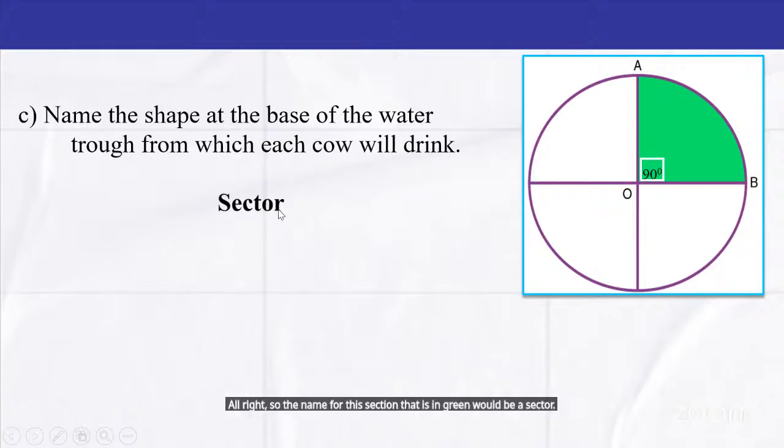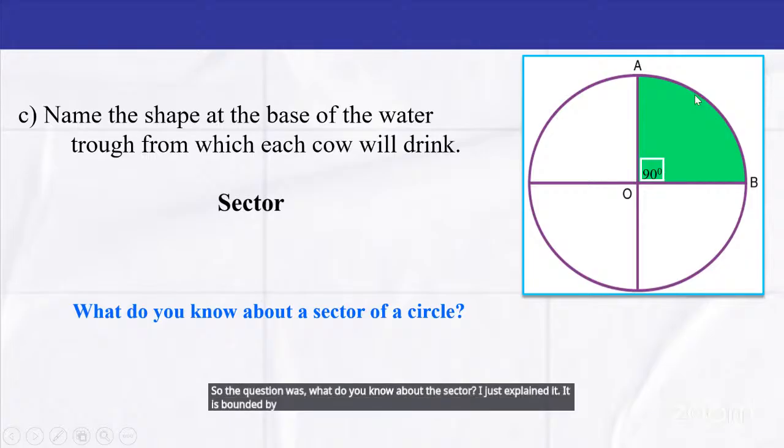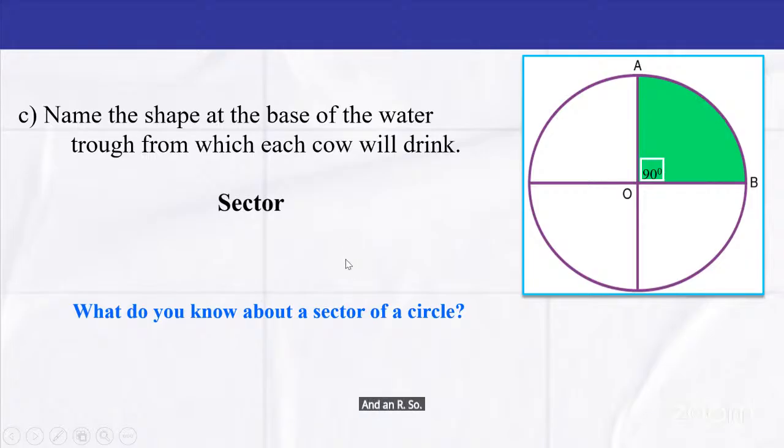Notice where the sector is. It is bounded by 2 radii and an arc. The arc is from A to B. So the sector is bounded by 2 radii and an arc. So the question was, what do you know about the sector? I just explained it. It is bounded by 2 radii and an arc. So they say we are to name the shape. That's all we need to do.